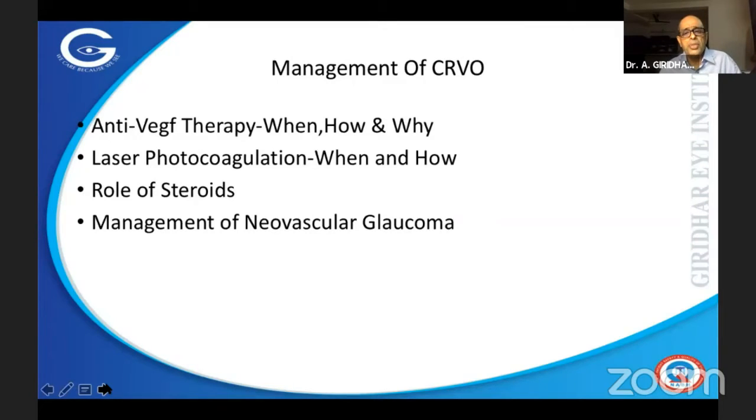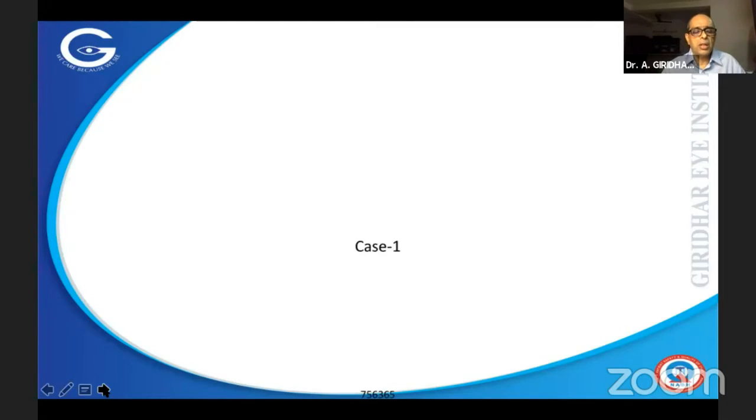In the management of central retinal vein occlusion: anti-VEGF therapy, when, how, and why; laser photocoagulation, when and how; what is the role of intravitreal steroids; and a few points on the management of neovascular glaucoma, although that's sometimes managed by the glaucoma specialist too. This is my first case.